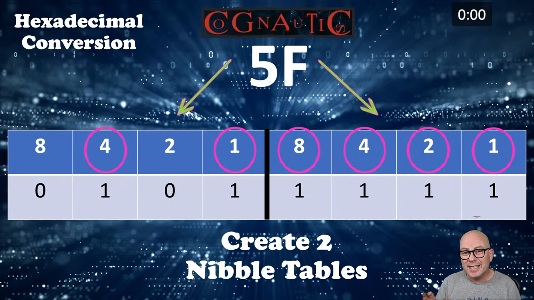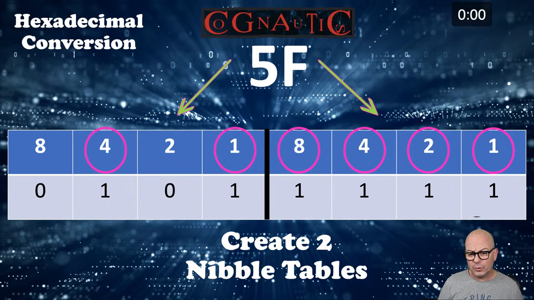You create two nibble tables. Have a look at these tables. They are two mini tables, two nibble tables, but they are both 1, 2, 4, 8. So this is something you need to remember: you draw out the two nibble tables, and then you deal with the two numbers separately. So the 5 you deal with on the left nibble table, and the F you deal with on the right nibble table.